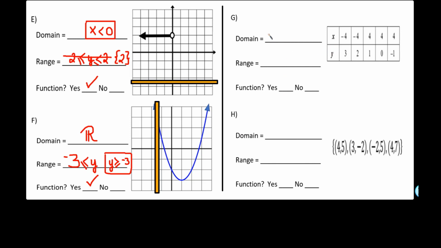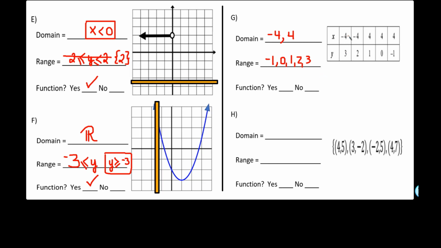So remember, for a table, you're going to write a list of numbers in numerical order. So the smallest number will be -4, followed by 4. Also remember that you do not repeat the numbers if they repeat on the table. Okay. The range will be the Y value. So the smallest one will be -1, followed by 0, followed by 1, 2, and 3.